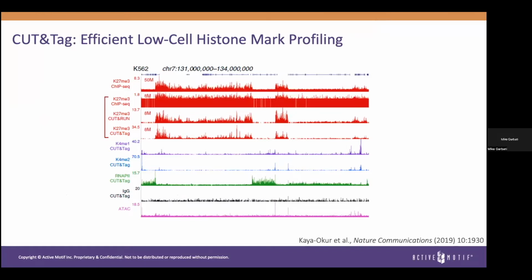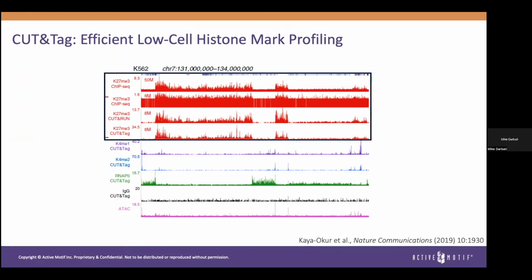The red sequencing tracks at the top are H3K27 trimethyl peaks. At the very top track, we have the positive control, that is ChIP-seq. Henikoff's team used a read depth of 50 million. For the next three tracks, the authors changed the read depth to 8 million to match the specs of CUT&Tag. And this is a comparison of the performance of ChIP-seq versus CUT&RUN and CUT&Tag.